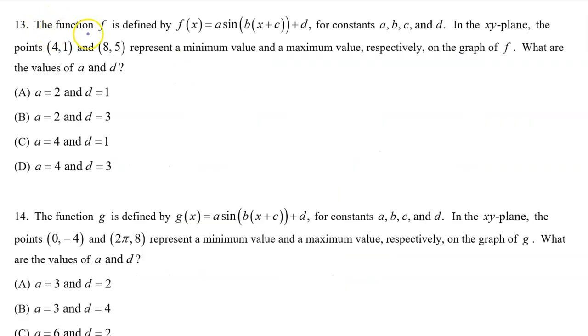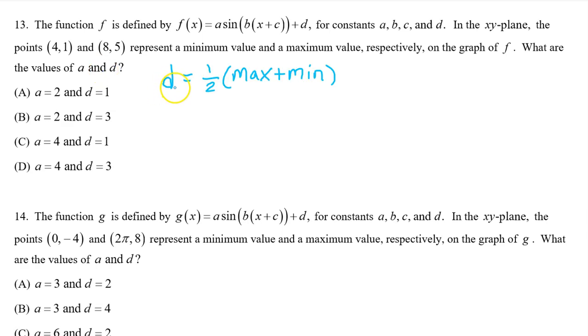Number 13. The function f is defined by f of x is equal to a times the sine of b times x plus c, plus d, for constants a, b, c, and d. In the xy plane, the points (4, 1) and (8, 5) represent a minimum value and a maximum value respectively on the graph of f. What are the values of a and d?